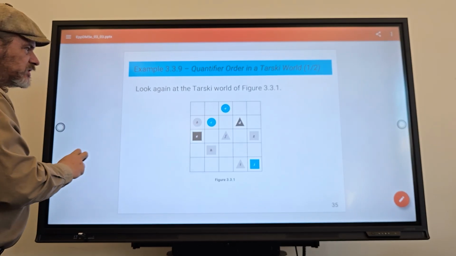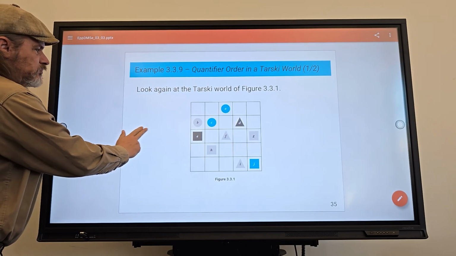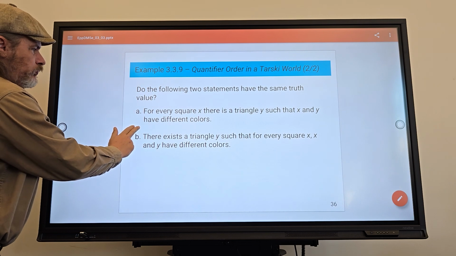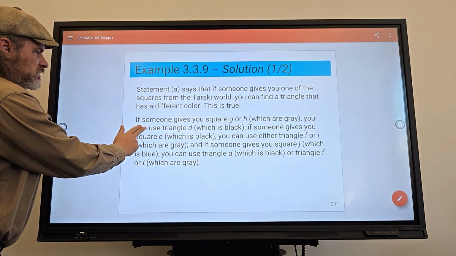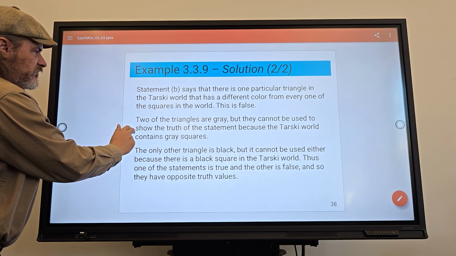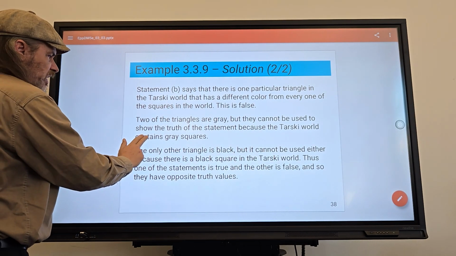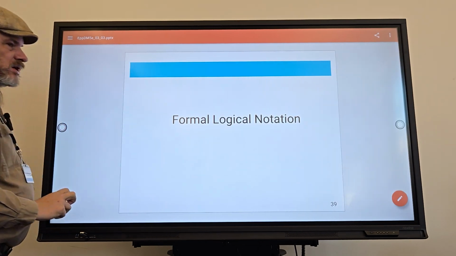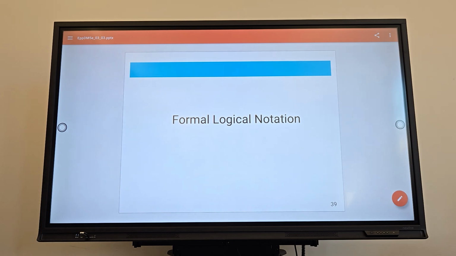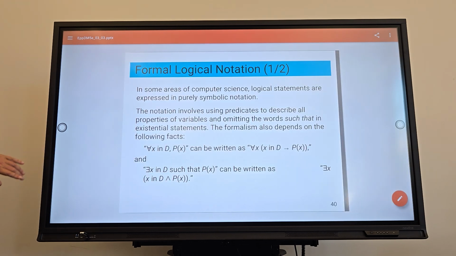Again, with the Tarski world thing, it doesn't really make sense unless you have two boards, one with the diagram on it and one with the questions on it. Otherwise, it's just cumbersome.